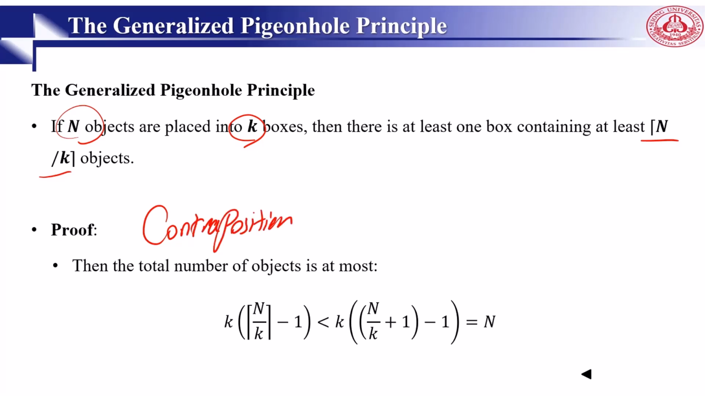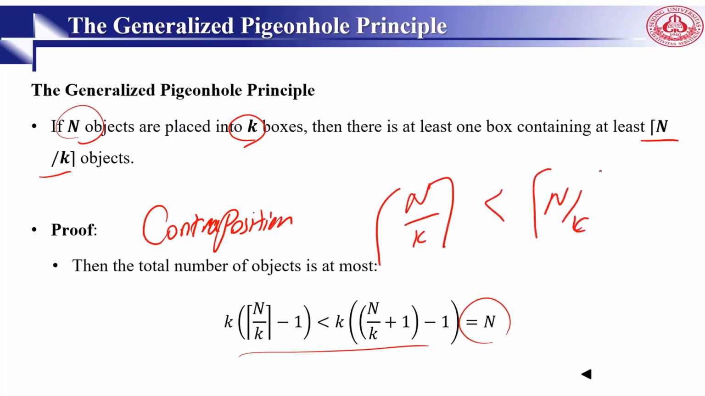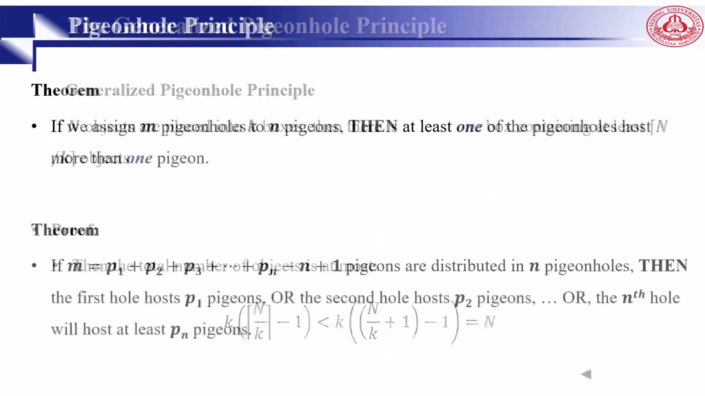We say none of the boxes contains more than the ceiling of n divided by k minus 1. So the total number of objects is at most k times (ceiling of n divided by k minus 1), which is less than k times (n divided by k plus 1 minus 1), which equals n. So the inequality that we already had, the ceiling of n divided by k being less than n divided by k plus 1, has to be used. So the total number of objects is less than n. This is a contradiction because there are a total of n objects, not less than n objects.